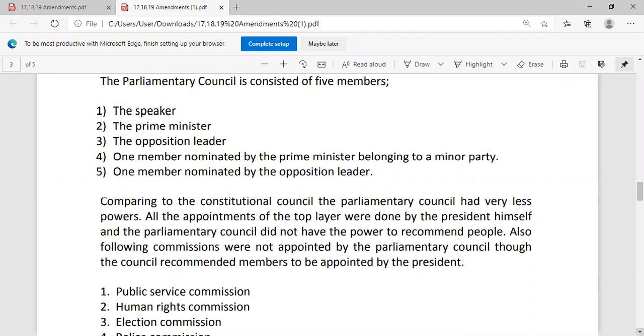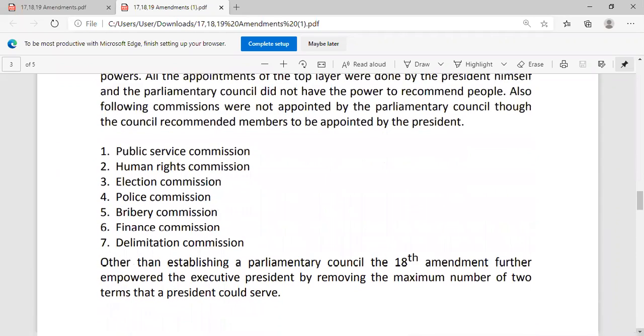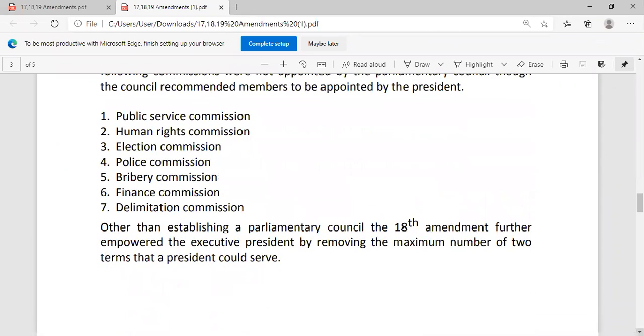All the appointments of the top layer were done by the president himself. So we are back to square one again. The parliamentary council did not have the power to recommend people. Also, the following commissions were not appointed through the council, though the council recommended members to be appointed by the president. These seven commissions were there: the Public Service Commission, Human Rights Commission, Election Commission, and so on. But the president appointed members to these commissions. The parliamentary council could recommend people, but the president was not bound to follow this.